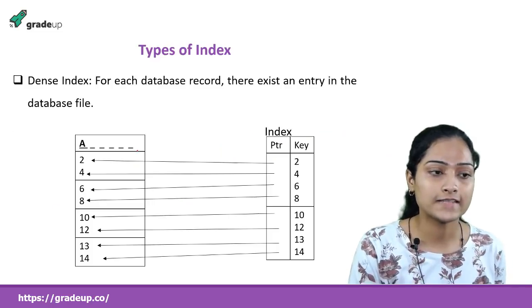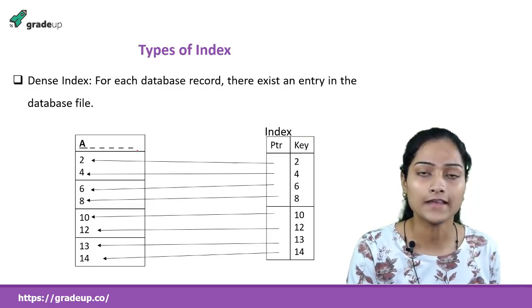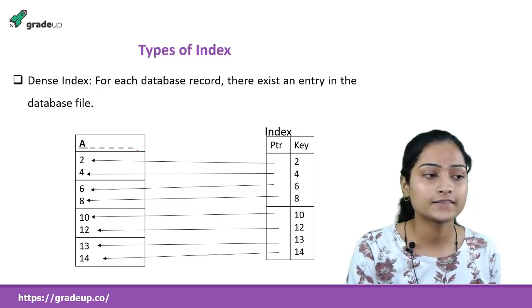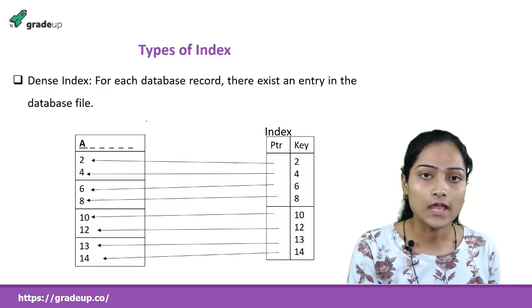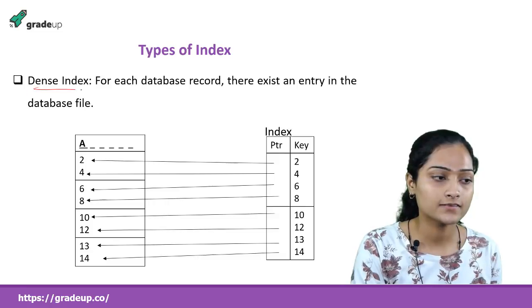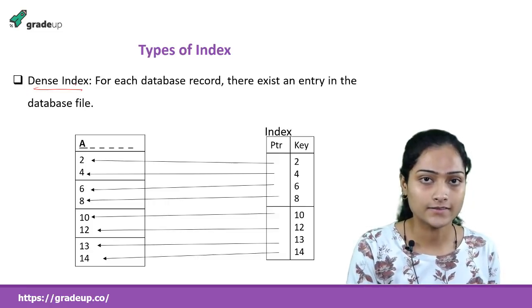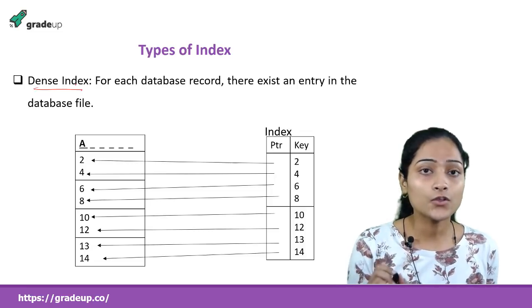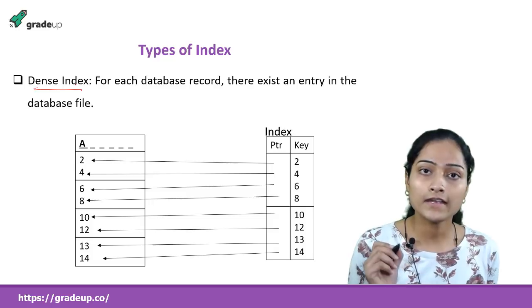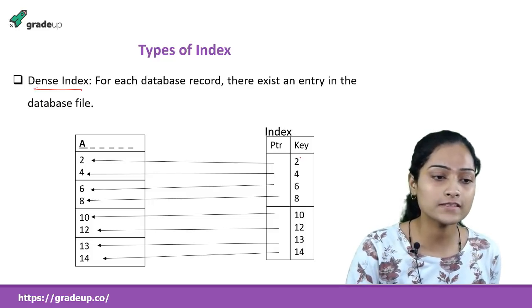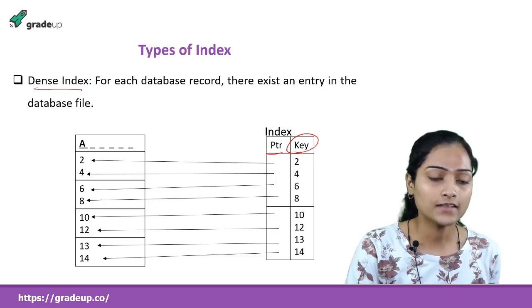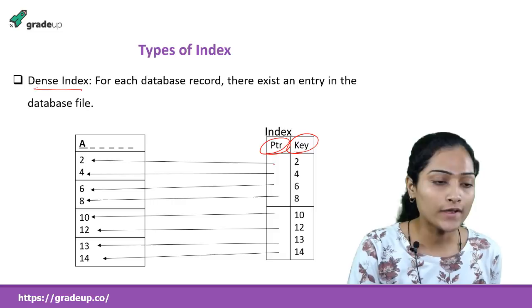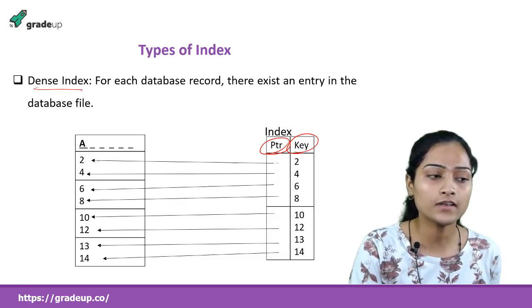Let us move towards the next topic, that is types of index. How are we going to build the index? There are basically two types of index, dense index and sparse index. First of all, let us start with dense index. Till now you know what we are going to store in our index relation: one thing is the key value, the second thing is the pointer. This pointer will store the address of the memory block of our given table.